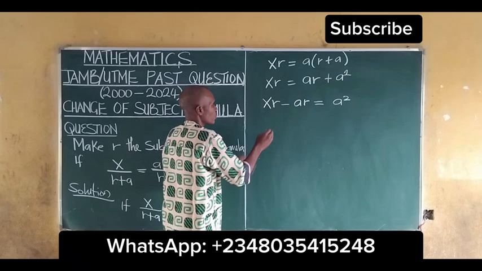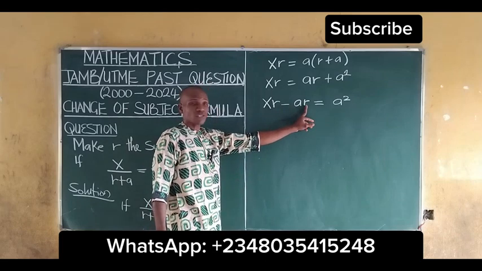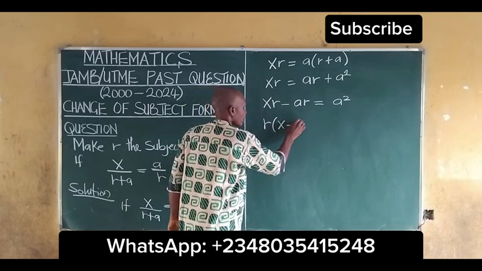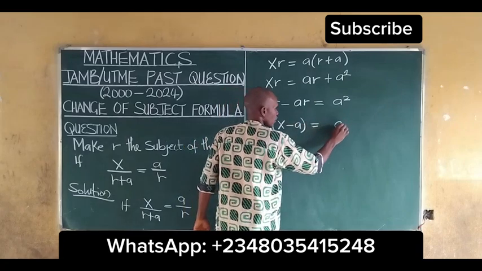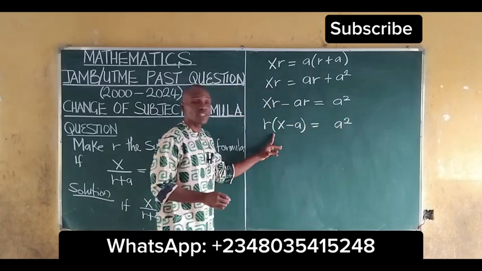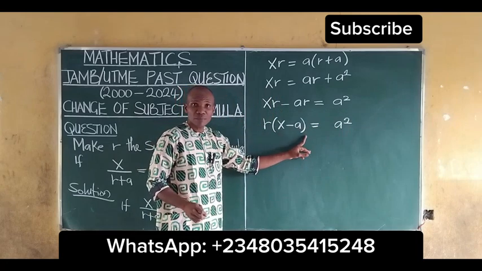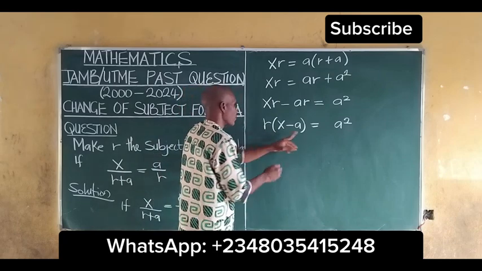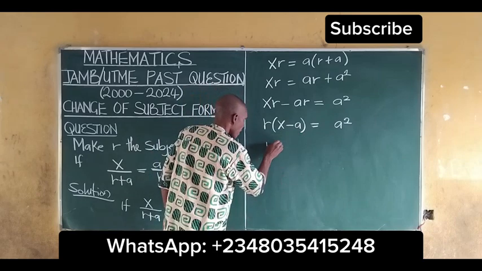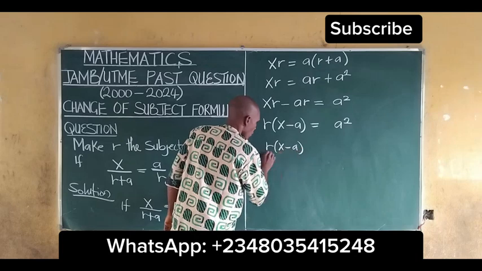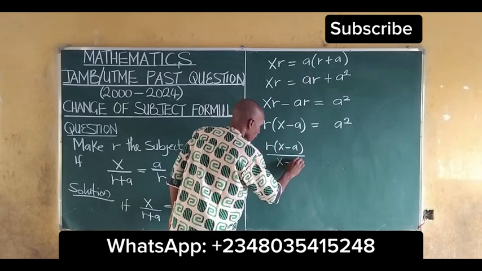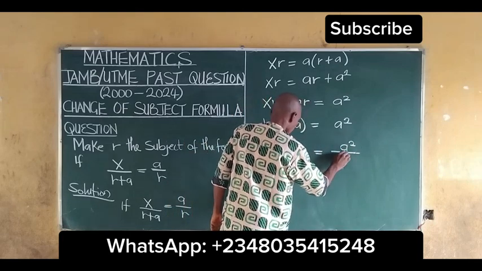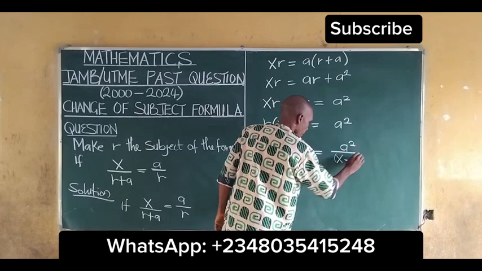The next thing to do is to bring out r, because r is common between these two. So we have r times x minus a, which is equal to a squared. The next thing to do is to divide both sides by x minus a to make r the subject of the formula. So if we divide both sides by x minus a, we have r times x minus a all over x minus a, which is equal to a squared all over x minus a.